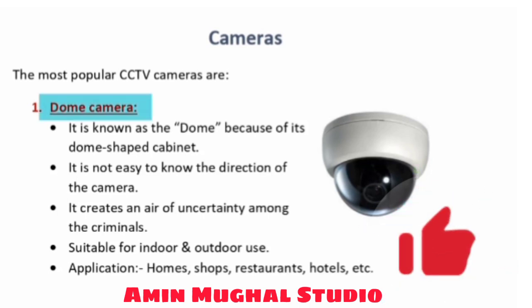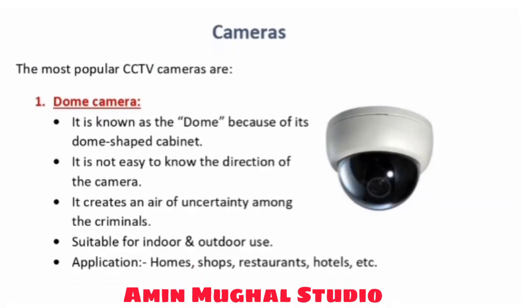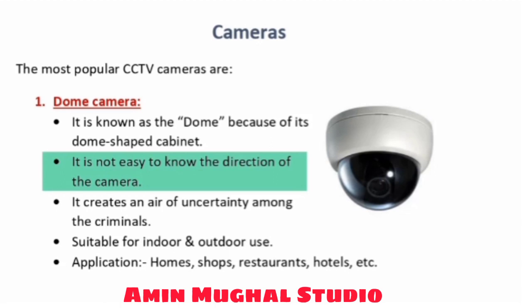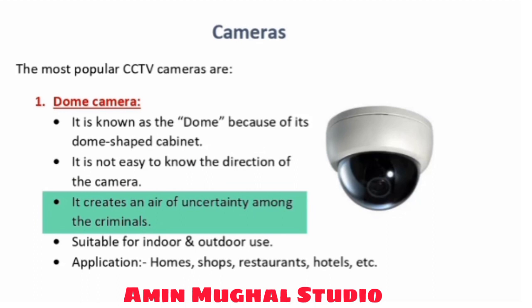So first we have the dome camera. The name of this camera itself shows why it is named dome. It is because the shape of this camera looks like a dome, as you can see in this picture. Because of this dome-like shape, it is really difficult for people to know the direction of the camera, meaning in which direction the camera is pointing. It is not easy to see. Therefore, this creates an air of uncertainty for criminals, and due to this uncertainty, they may avoid the crime that may happen.